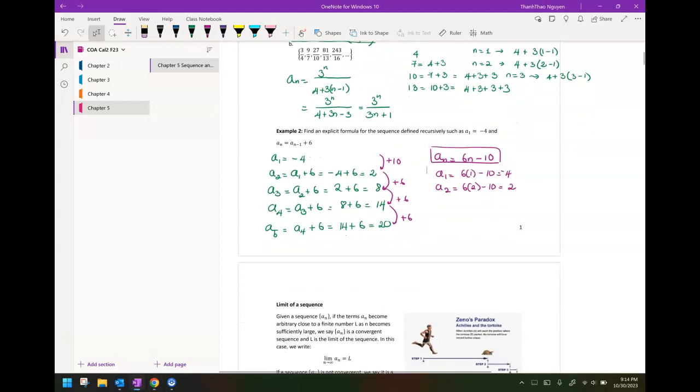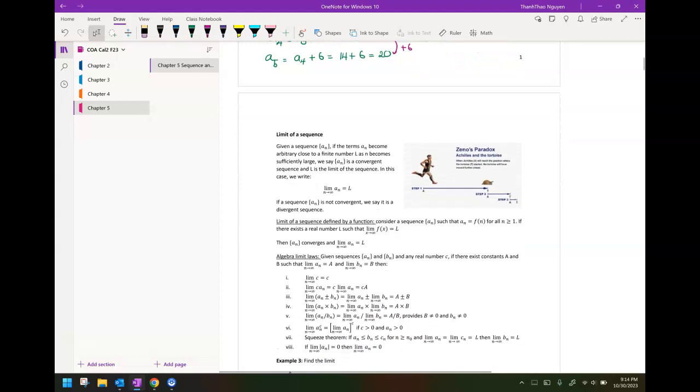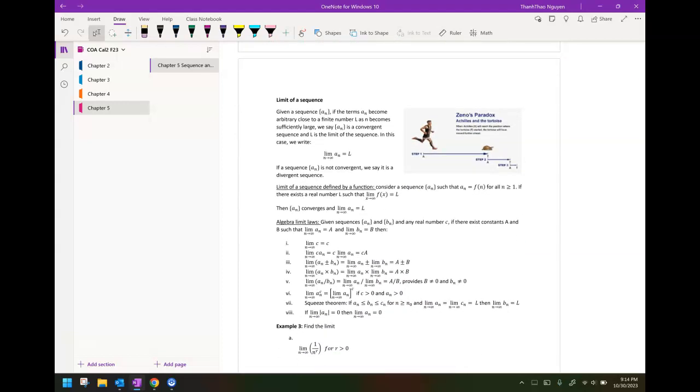Let's talk about the limit of a sequence. Given a sequence a sub n, if the terms a sub n become arbitrarily close to a number L as n becomes sufficiently large, we say a sub n is a convergent sequence, and L is the limit of the sequence in this case. Then we can write the limit as n approaches infinity of a sub n equals L. So if the sequence a sub n is not convergent, we say that it is a divergent sequence.